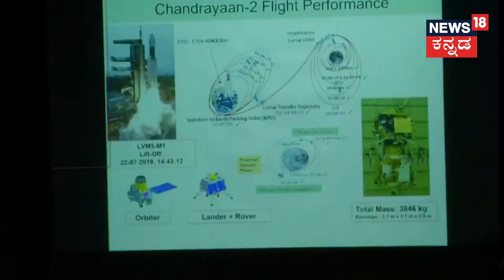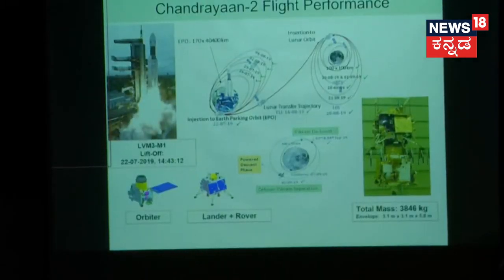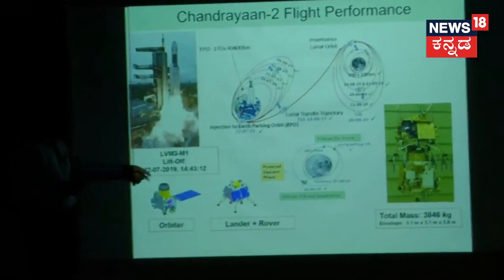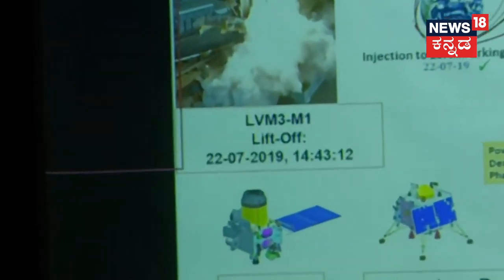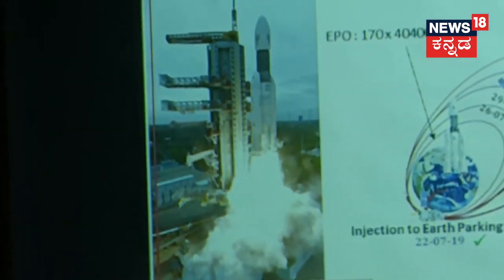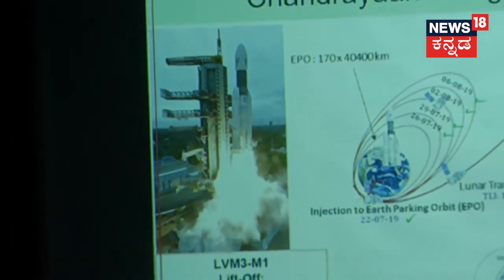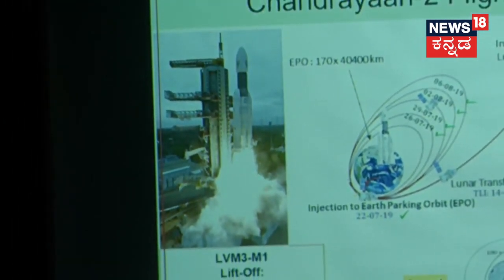We are discussing Chandrayaan-2. Chandrayaan-2 was launched on 22nd July, almost the same time, and it traveled all the way to the Moon. Almost correctly, it went into a 100-kilometer orbit. It did all the maneuvers, and only in the last part of the landing process we had the problem.